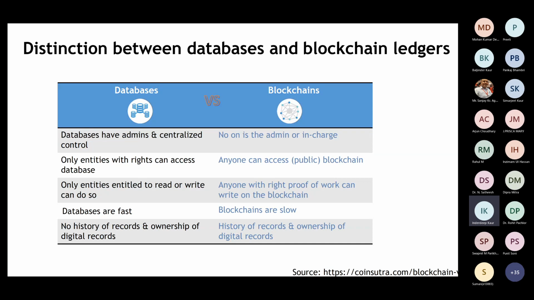If we try to make a difference between a database and a blockchain ledger, a database has centralized administration and centralized control, while a blockchain has no administrator or person in charge. Only entities with rights can access the database. Anyone can access a public blockchain, and only entitled entities can read or write on a private one. Here anyone with proof of work can write on the blockchain. Databases are fast, but blockchains are slow. Here there is no history of records and ownership of digital records, but here the history of records and ownership of digital records is maintained.